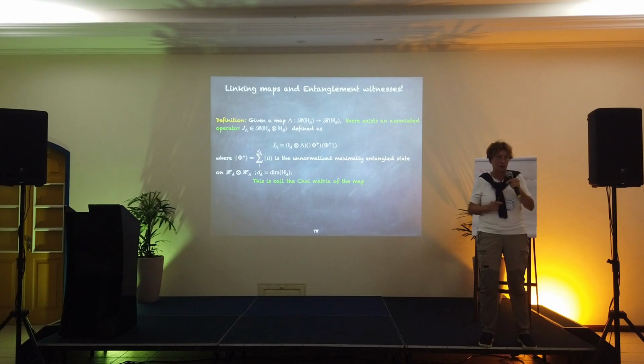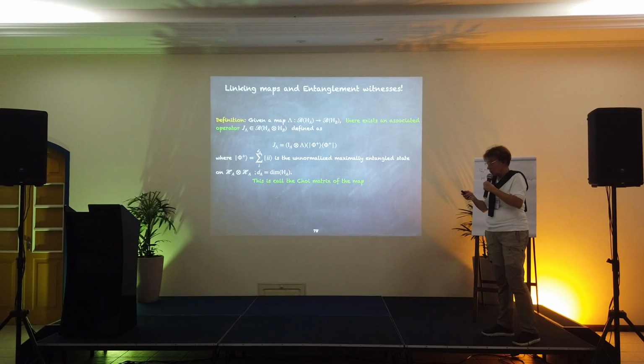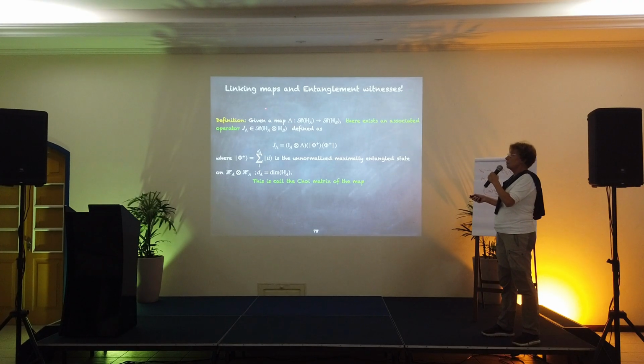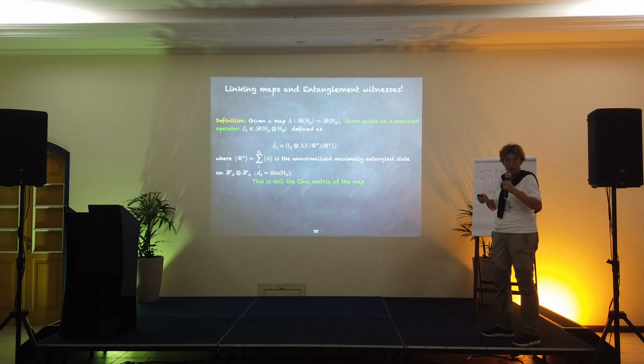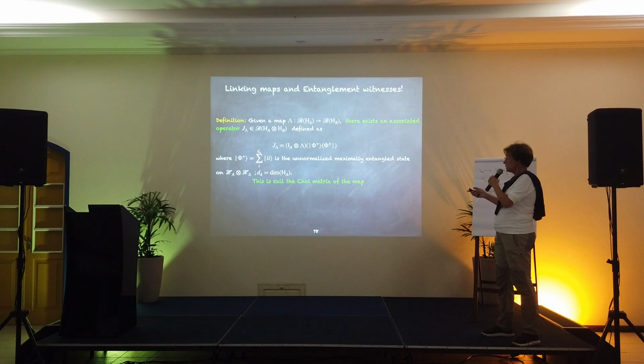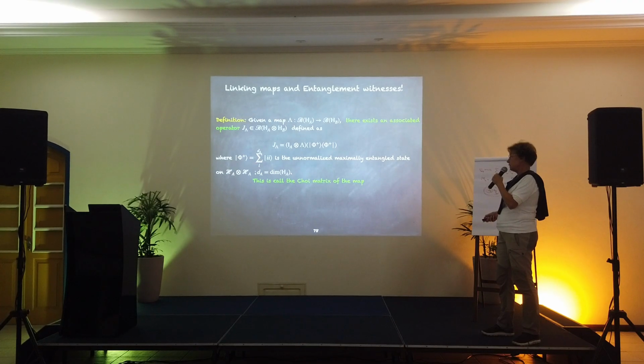Okay? So how do I link these two things? Is there a link between them? Yes, there is a link, and this is probably one of the most important things in quantum information theory, which says the following. Given a map which goes from the bounded operators that act on a Hilbert space HA to bounded operators which act on a Hilbert space HB, so from density matrices to density matrices, they don't have to be in the same Hilbert space, this is a mathematical concept, there always exists an associated operator, J of lambda, which lives in the bounded operators of HA times HB, such that I can write it as the identity acting on A, times the map, and this acts on the unnormalized maximally entangled state which lives in HA times HA.